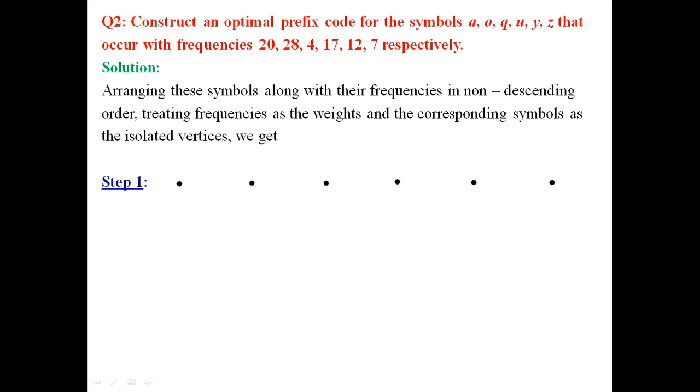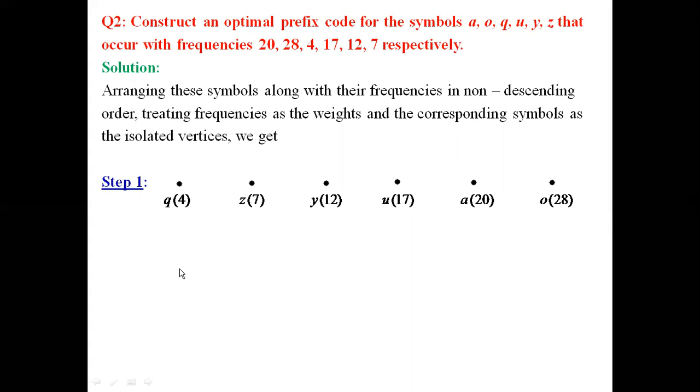So we had 6 isolated vertices in the given data. We write down the 6 isolated vertices and arrange them in non-descending order. So the least weight is for Q, which is 4. Then comes 7 with the symbol Z. Then comes Y with the weight 12. Similarly, U, A and O.